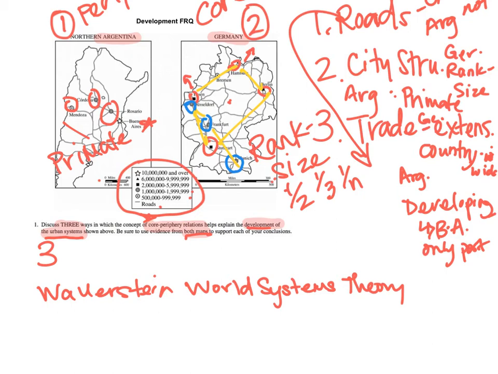So if I'm scoring myself based on what I just wrote down, now obviously this is an outline and a fairly rough and sloppy one, frankly. If I'm writing it out, these obviously would be the pieces that I would include. So it's looking for me to use examples from both maps as well as the actual ways that the core periphery explains the development of the urban systems.